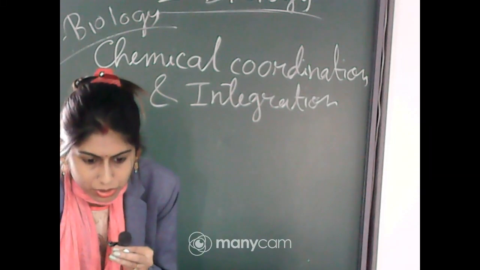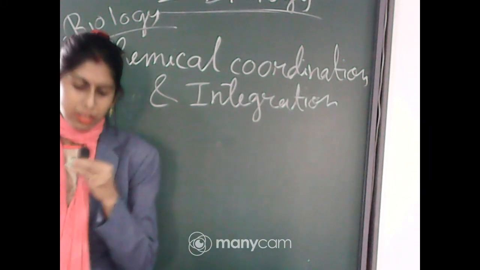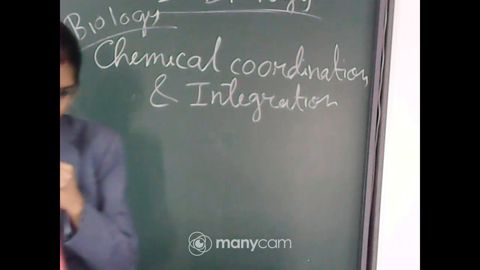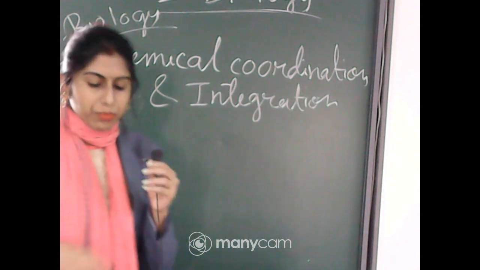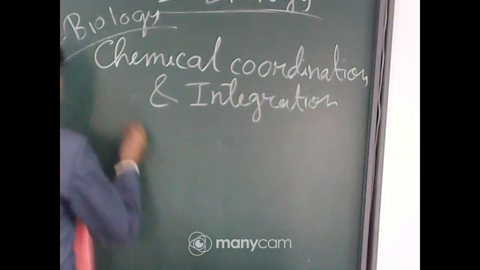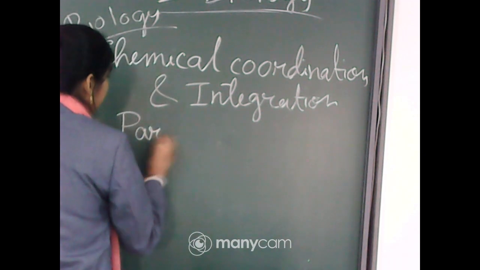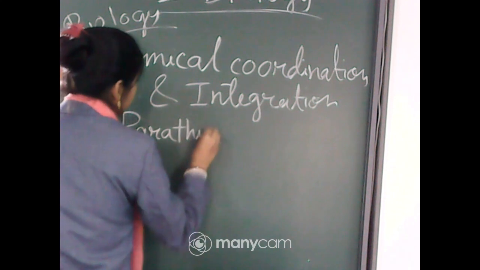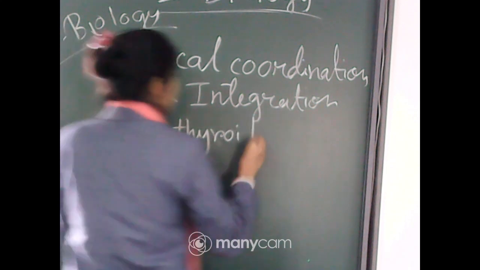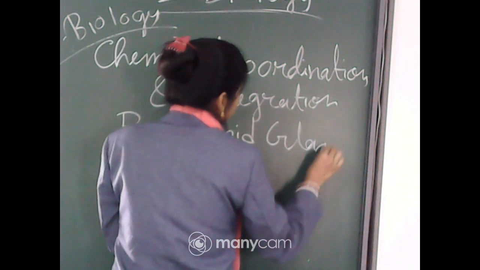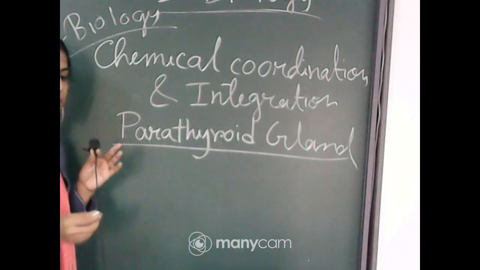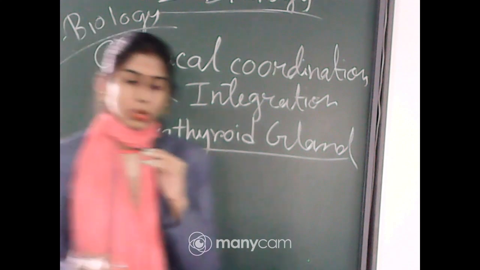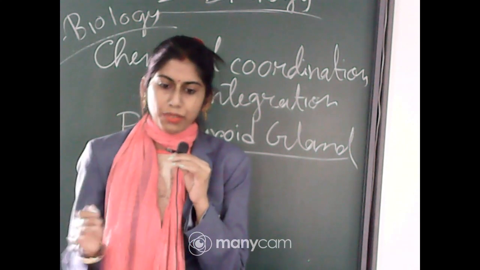So as you know, I have started the chapter Chemical Coordination and Integration, and today I will continue this chapter with the parathyroid gland. Up to the thyroid gland I have discussed in my previous class, and today I will start another important gland, that is the parathyroid gland. And I have told you that from this gland you have to know about the location, hormone and the function.